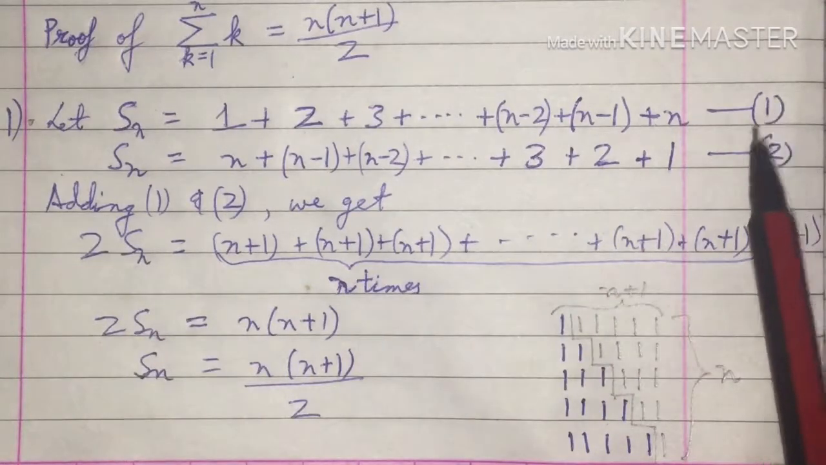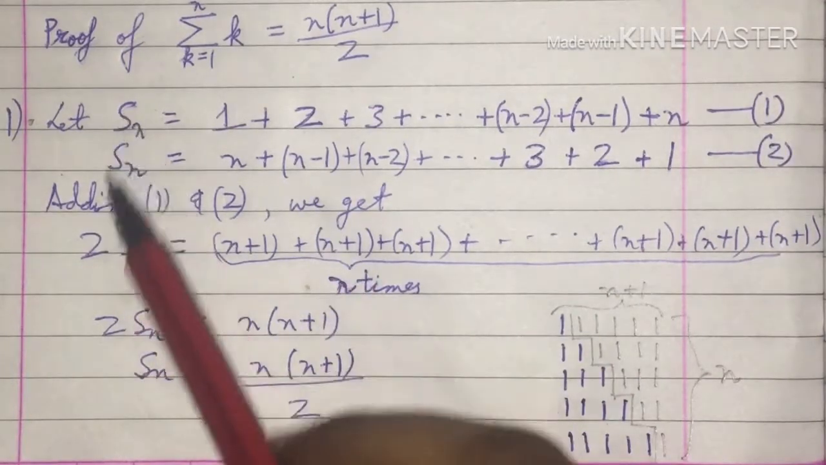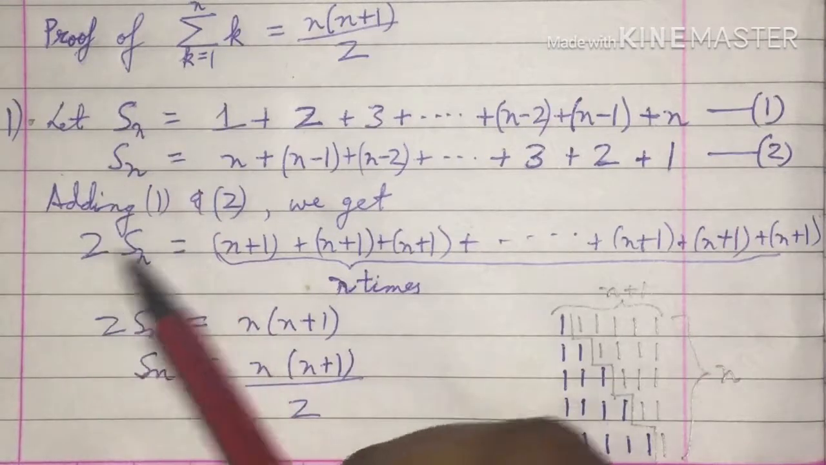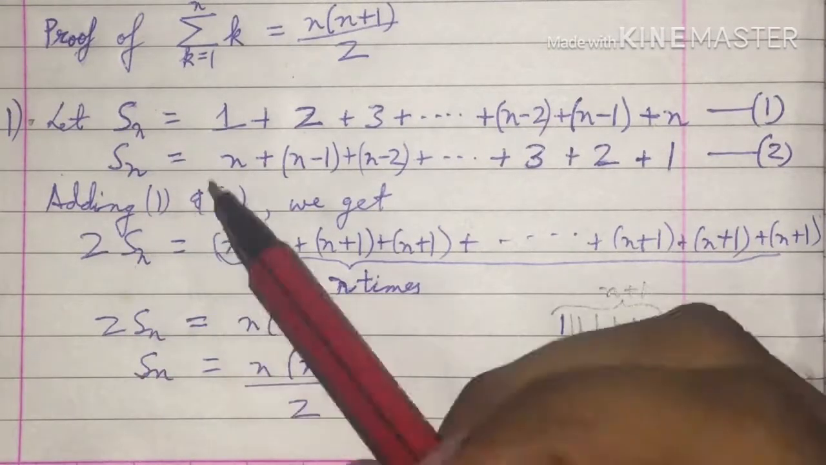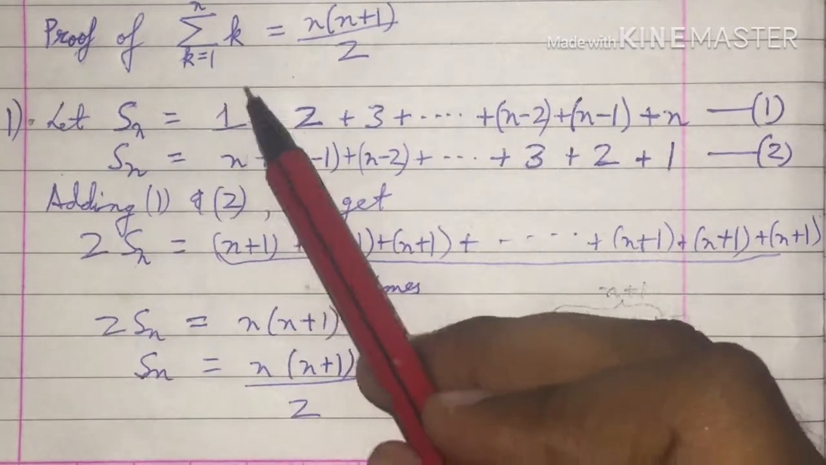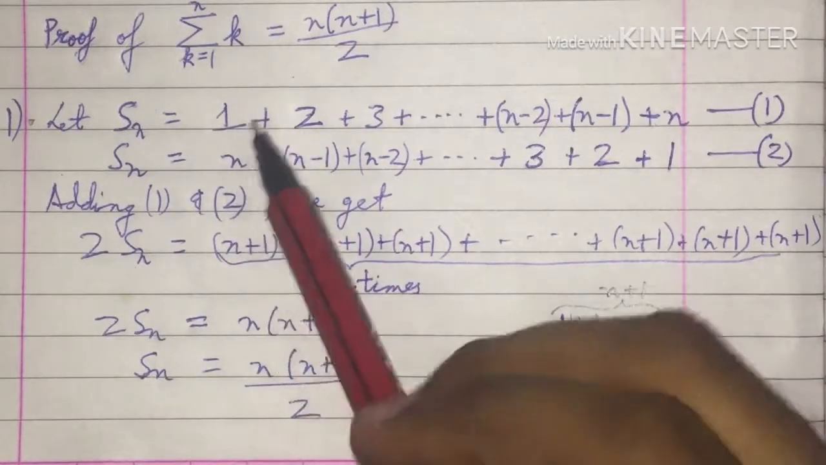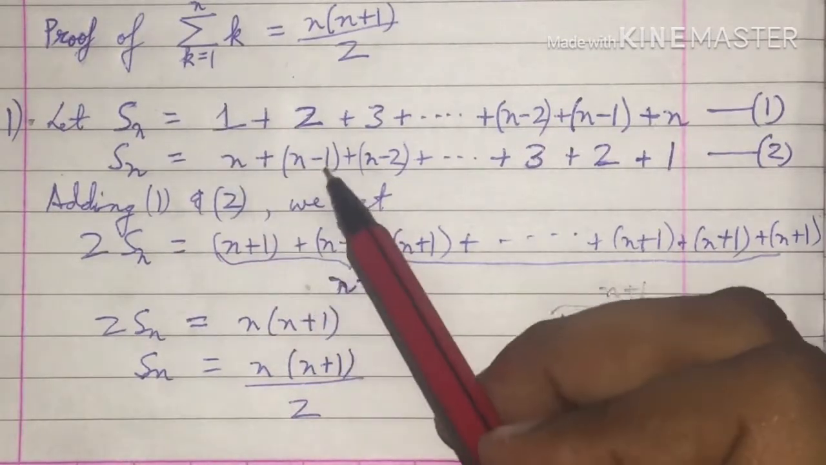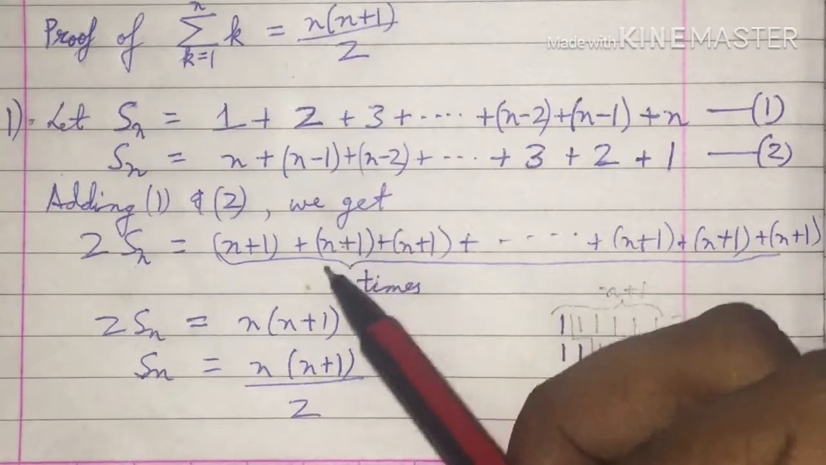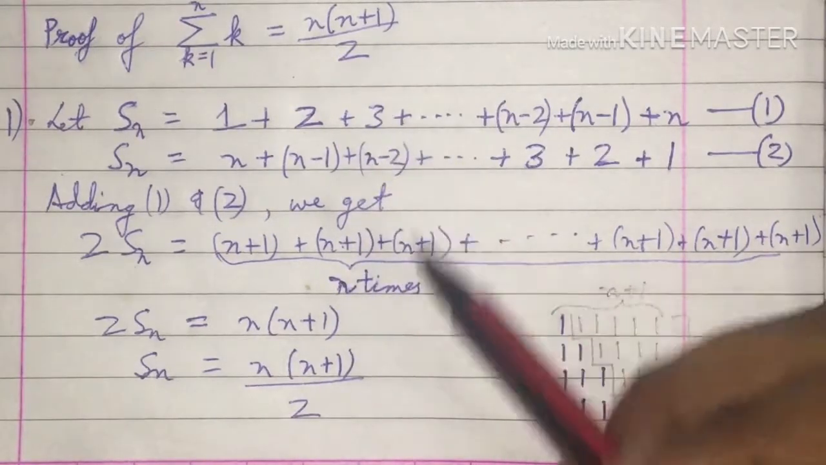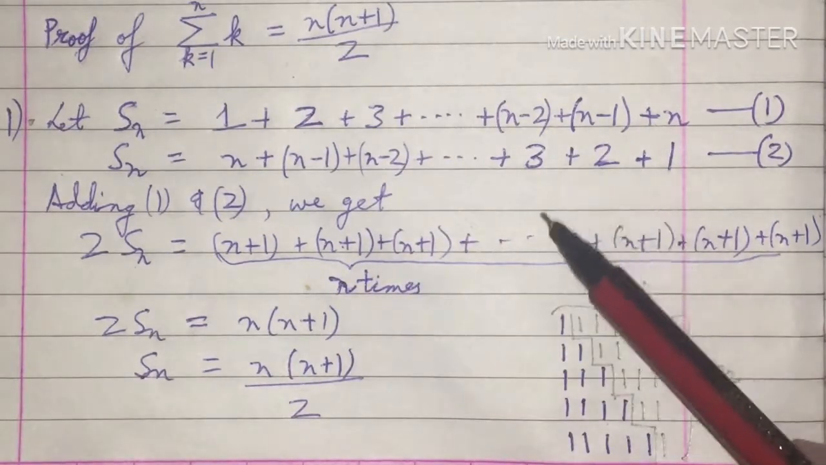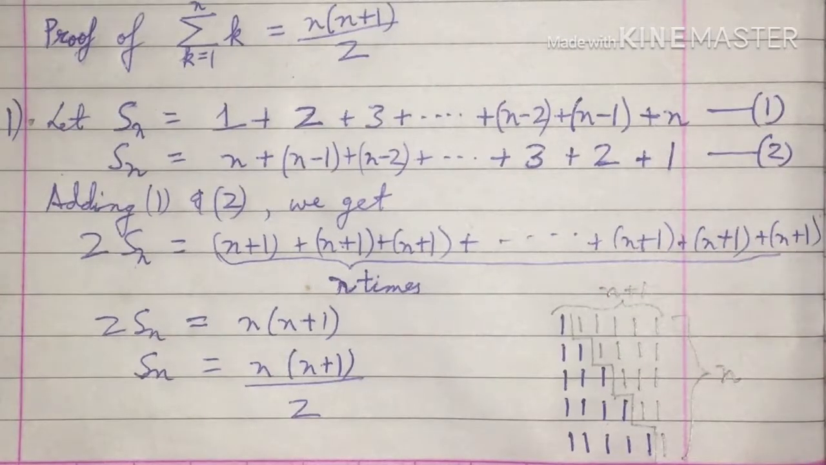Now adding equations 1 and 2, we get twice of Sn, as it's Sn plus Sn. Twice of Sn is equal to, if you notice, each term gives you n plus 1. So this is n plus 1, n minus 1 plus 2 is again n plus 1, n minus 2 plus 3 is again n plus 1, and so on. And this goes on till here.